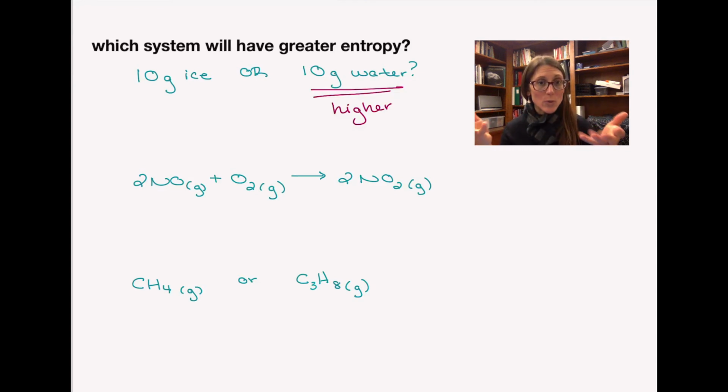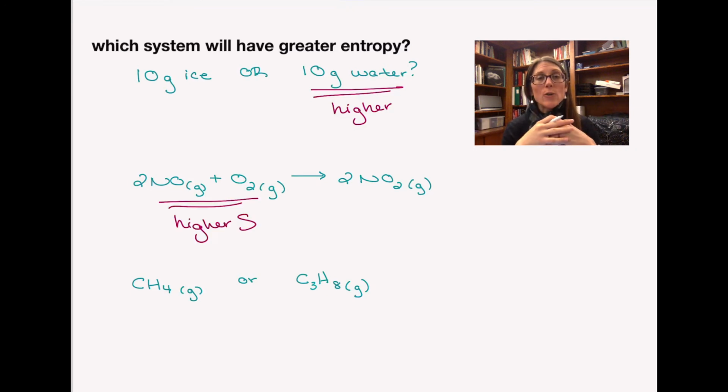Thus, there are more ways to arrange the system and a higher entropy. Finally, if you actually look at 2 different molecules, the entropy is going to be increased by how many ways that particle itself can be arranged. So methane, 1 carbon and 4 hydrogens, versus propane, C3H8.